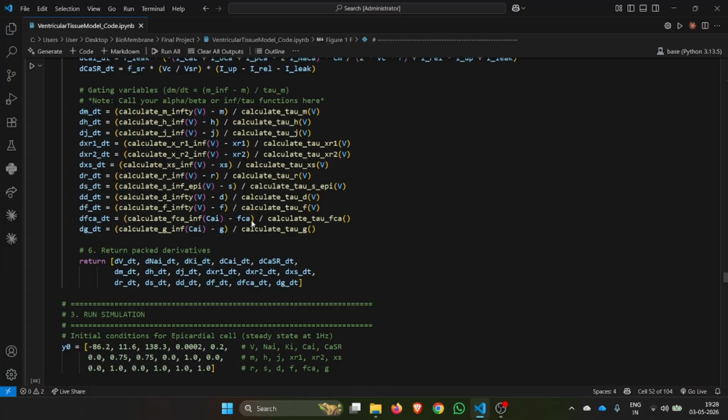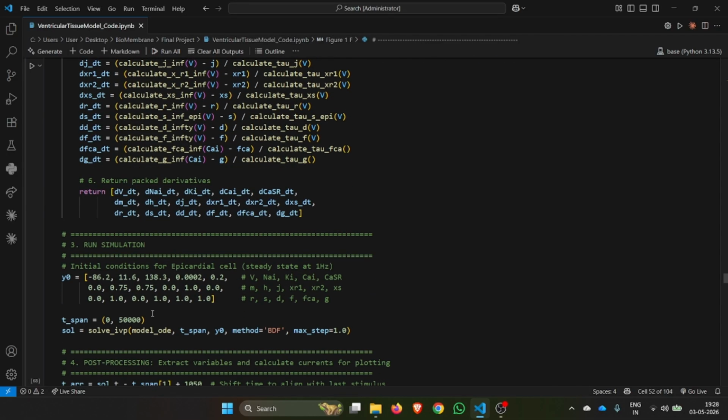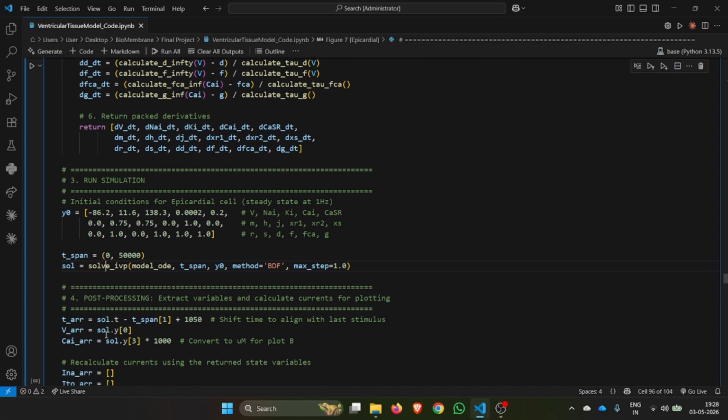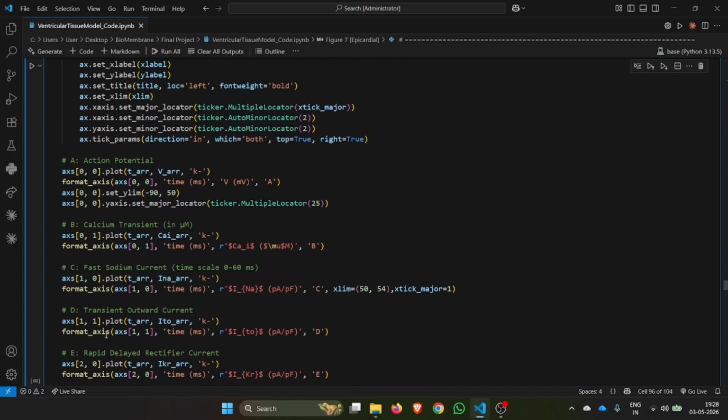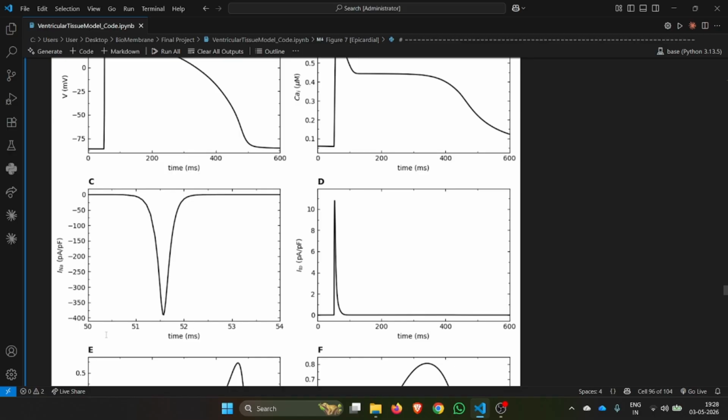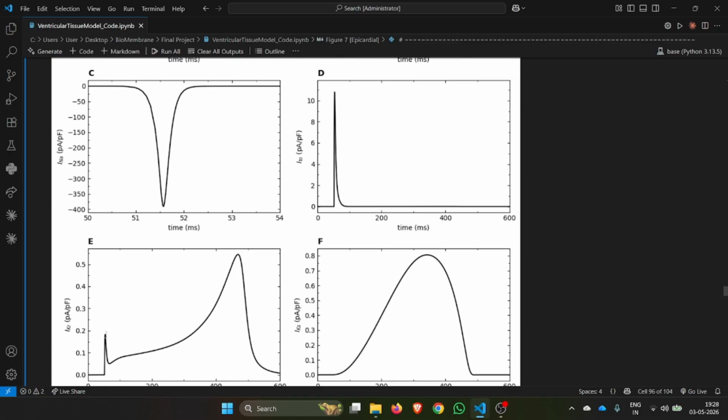To simulate the action potential, we solved it using solve IVP. There is no analytical solution available for this large system of equations, so we defined the ODE function and solved it using the solve IVP method as shown here. Multiple peaks are given, and then the last one is shown here.